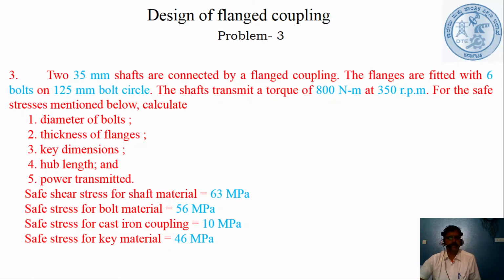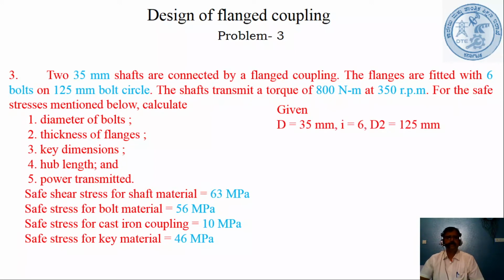power transmitted. The safe shear stress for the shaft material is 63 megapascal, that is equal to 63 Newton per millimeter square. The safe stress for bolt material is 56 megapascal. Safe stress for cast iron coupling is 10 megapascal. Safe stress for the key material is 46 megapascal. Read the problem one or two times and list out the given data. Carefully take the data to the notebook or on paper.